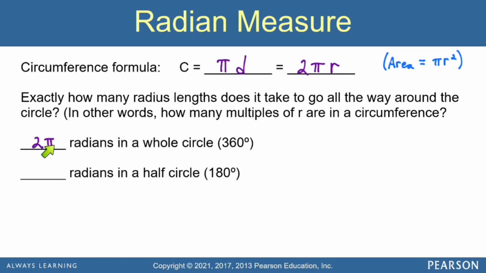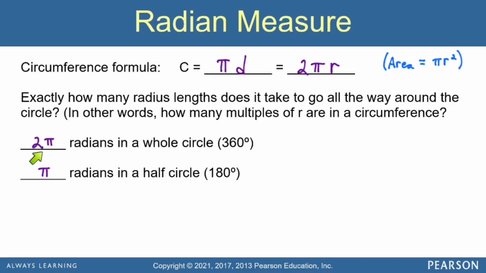Well, 2 times pi would be 2 times 3.14159, etc., and that is a little more than 6. But if we're talking in exact terms, there are exactly 2 pi radians in a whole circle, and that means there are exactly pi radians in a half circle. So 2 pi radians is exactly equal to 360 degrees, and pi radians is exactly equal to 180 degrees.